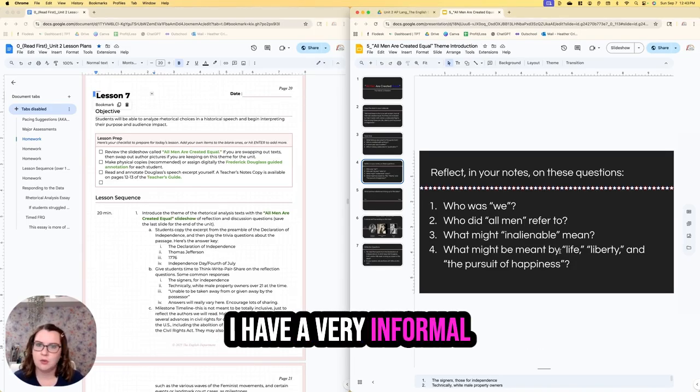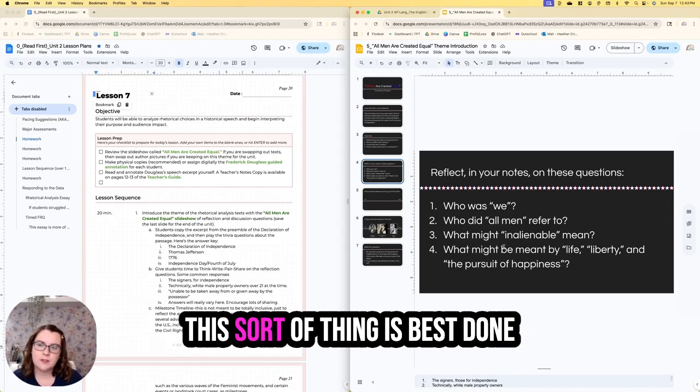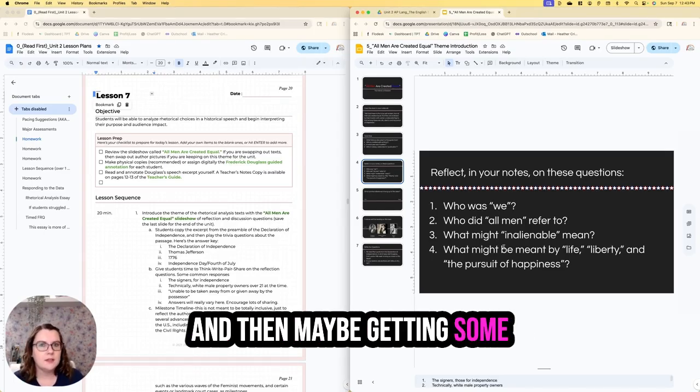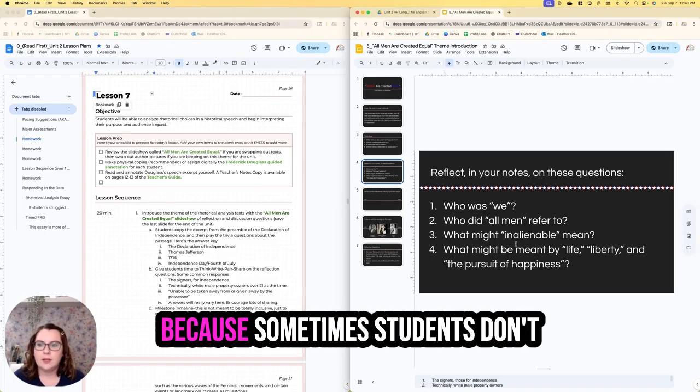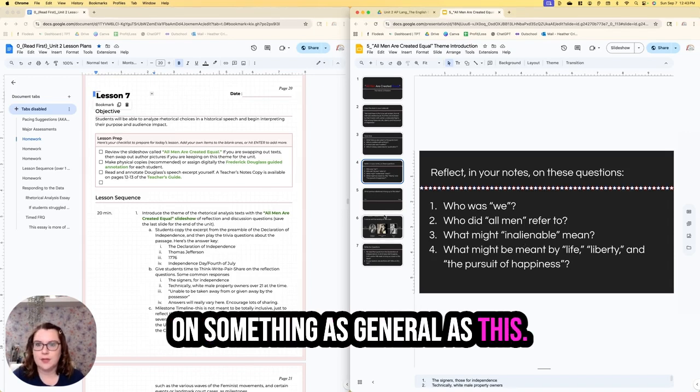I have a very informal conversation with them about that. If you have reluctant speakers, this sort of thing is best done in pairs or in small groups, and then maybe getting some summary points on the board, because sometimes students don't even want to share their thoughts on something as general as this.